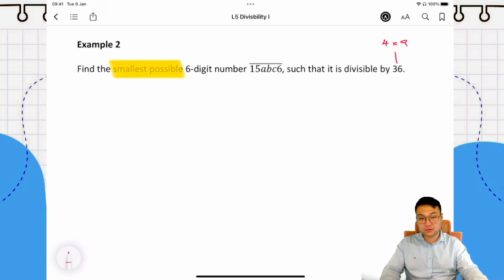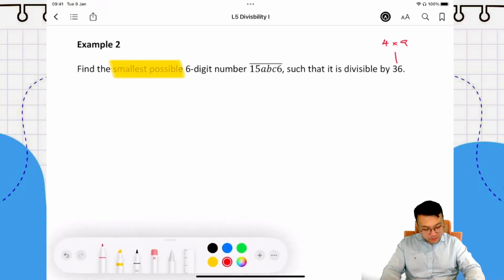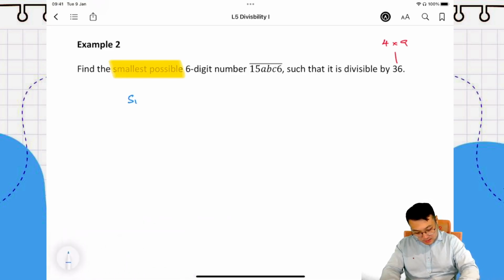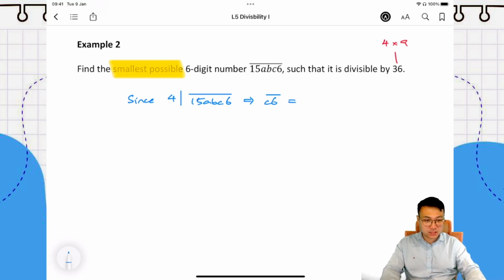Koji, can you tell me, how do I know if a number is divisible by 4? If the last 2 digits are divisible by 4. Yes, if the last 2 digits are divisible by 4. So you can say since 4 must divide the entire 15ABC6, therefore the last 2 digits, what is the possible value of this last 2 digits, C6? Or maybe what is the possible value of C?